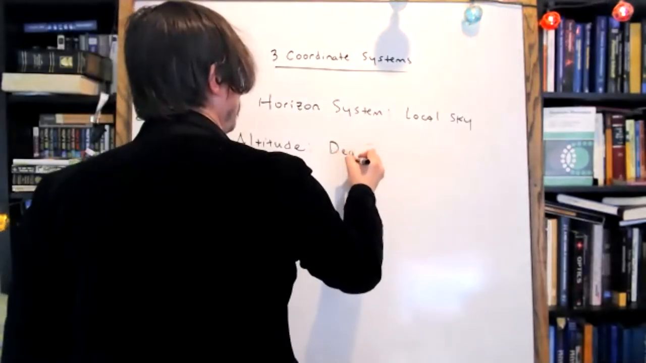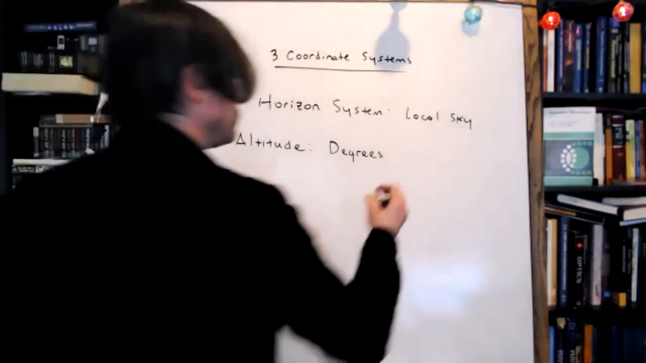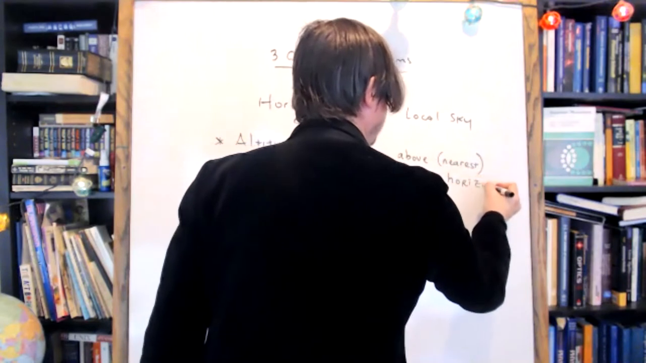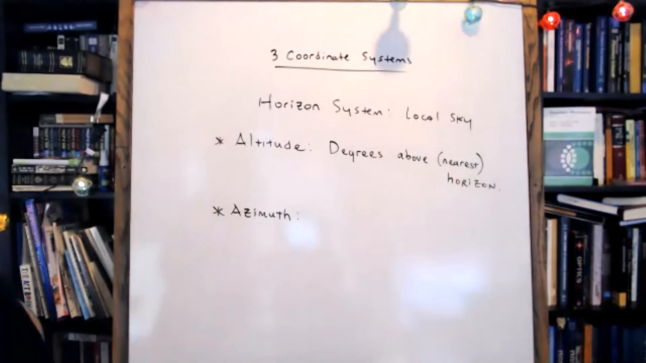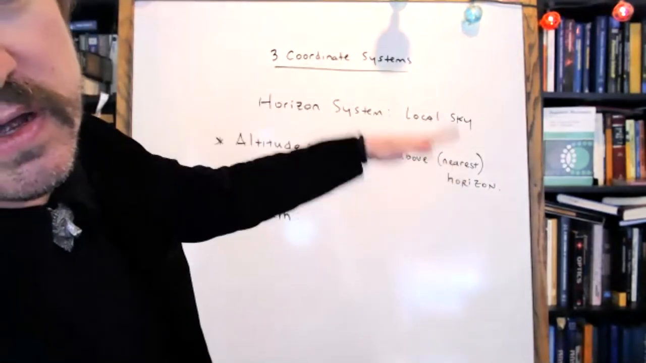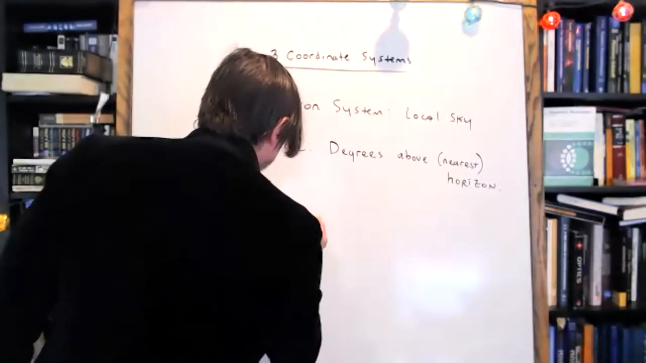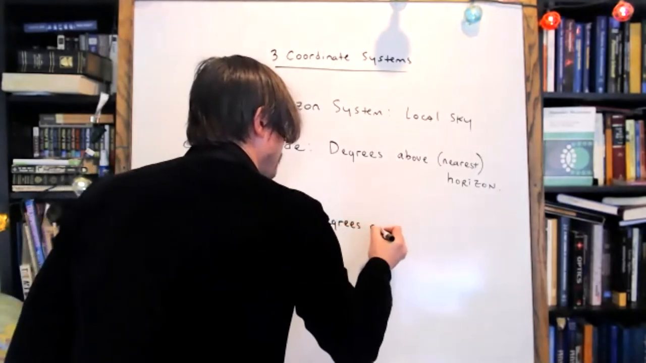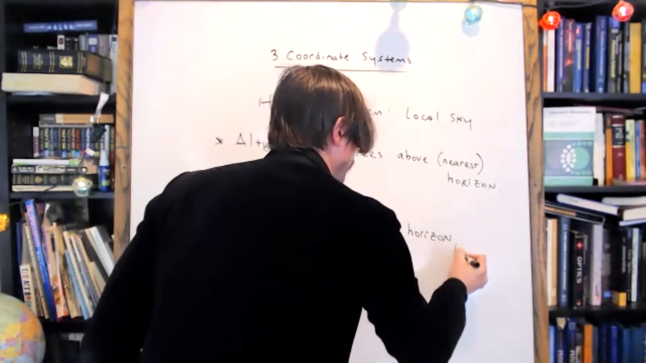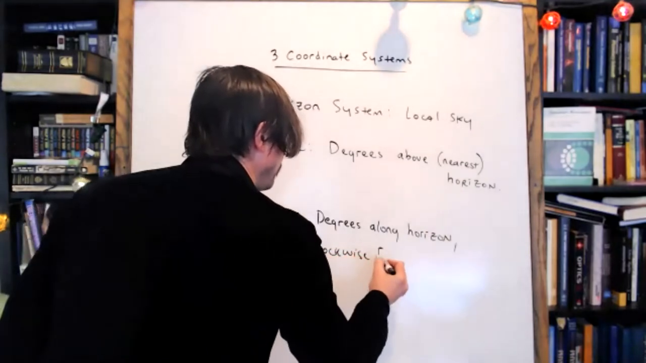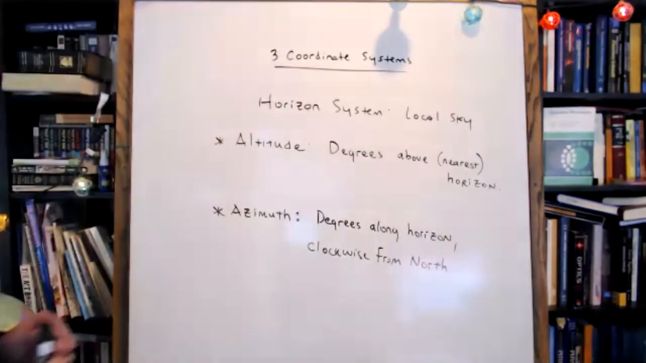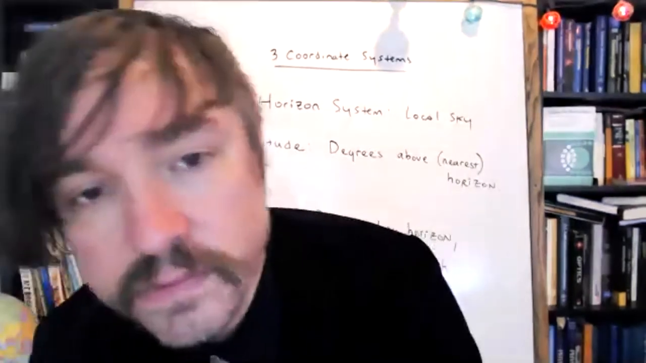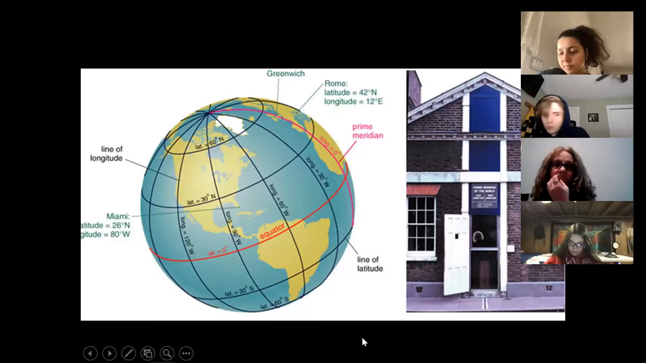Altitude is defined as the degrees of a star or planet above the nearest horizon. So it's the degrees of a star above your nearest horizon. In other words, the altitude tells you how many degrees up, okay? The azimuth tells you how to find the star along the horizon. So the azimuth is the degrees along the horizon measured clockwise from north. And once you write that down, I should probably show you a diagram to help you understand this.